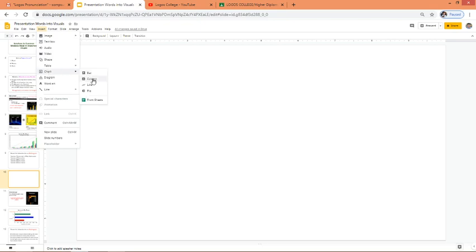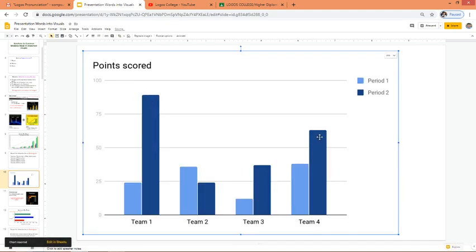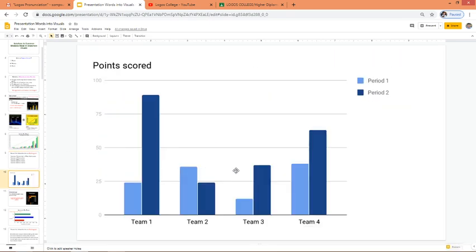Column means vertical. That's what it means. Vertical, column. Bar means horizontal. Column is vertical. All right, let's go to column, and it's going to insert a generic graph, right? So this is a graph of any, it could be any type of information. So let's fix that. Let's put all this information here onto here, right?